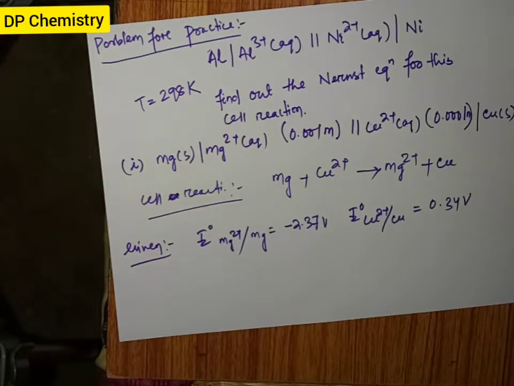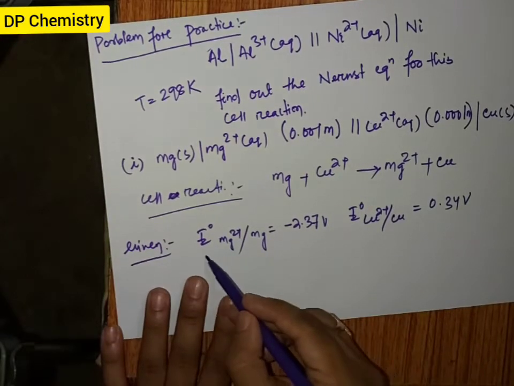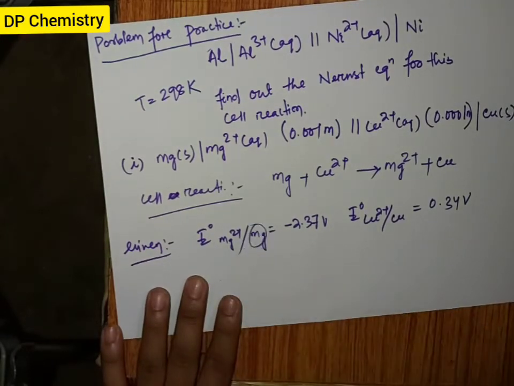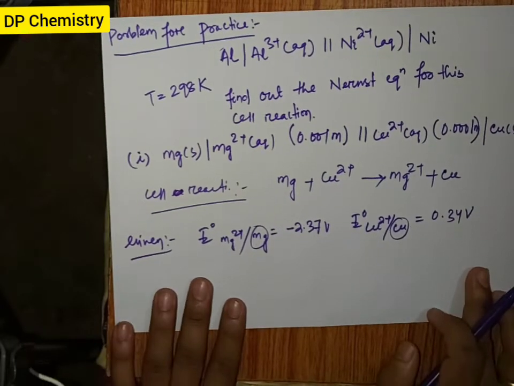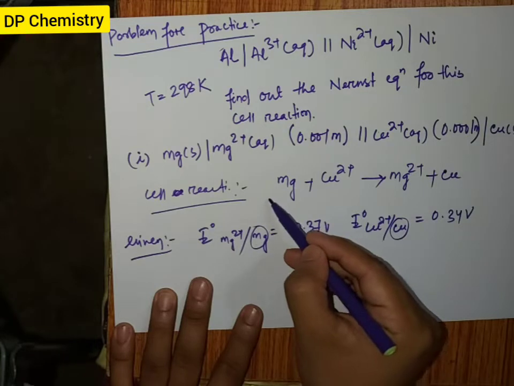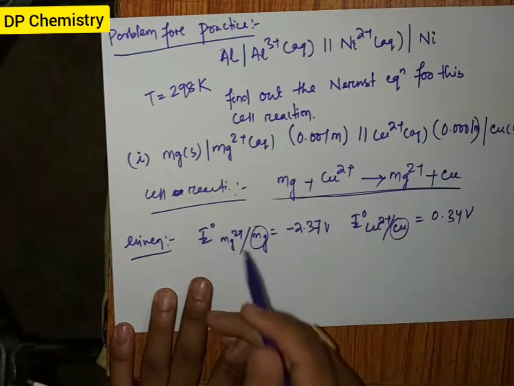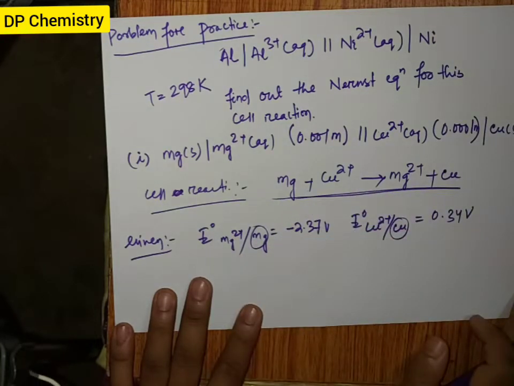Okay, so if you are given two reduction potentials, then the one which has the lowest value will be considered the anode and the other one will be considered the cathode, right? So in this case the Mg electrode will be the anode and the copper electrode will be the cathode. So accordingly you can find out this equation, the cell reaction.